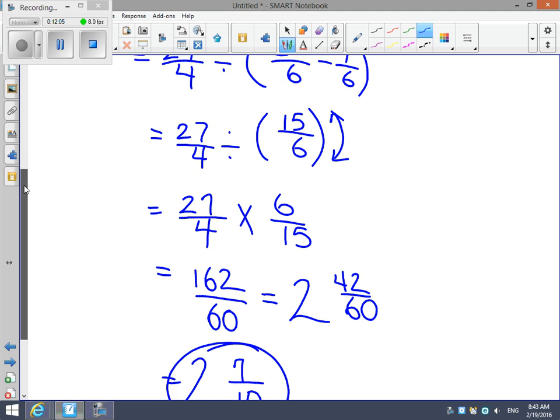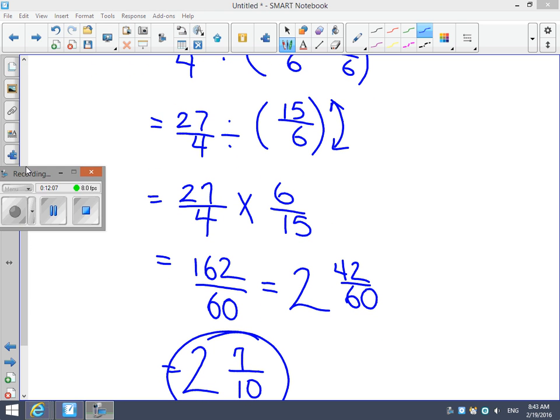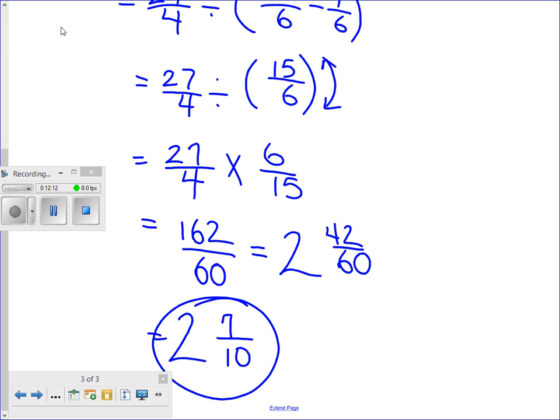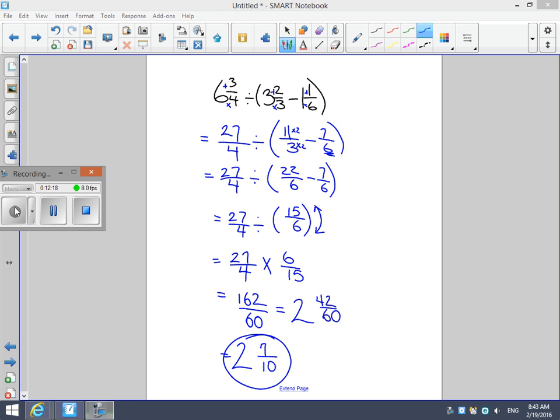If you look at the whole question, let me see if I can put the view where you can see the full page. Oh, that's not it. One more second. That's the button I was looking for.